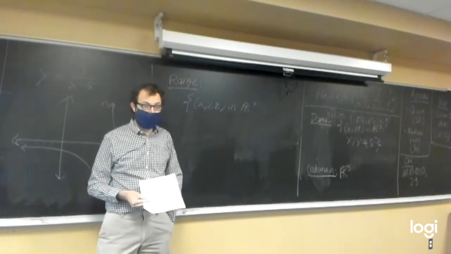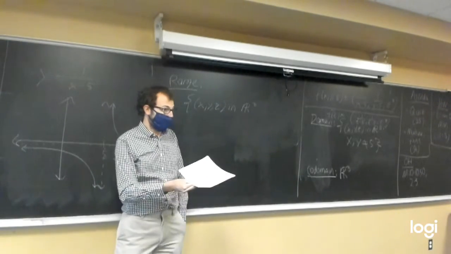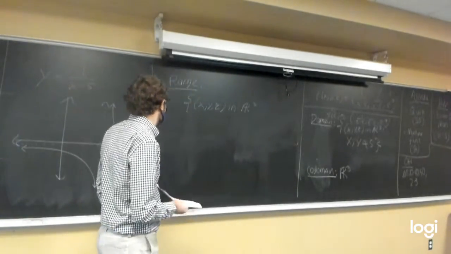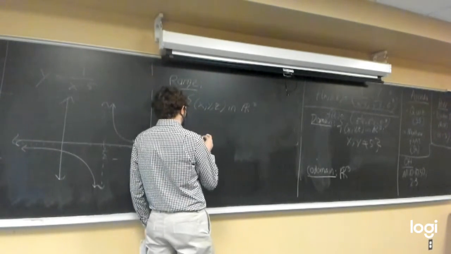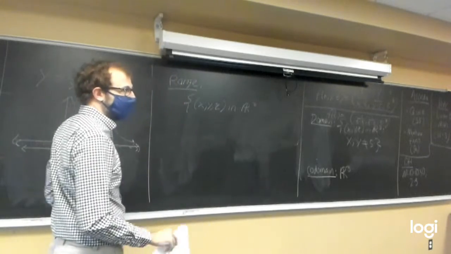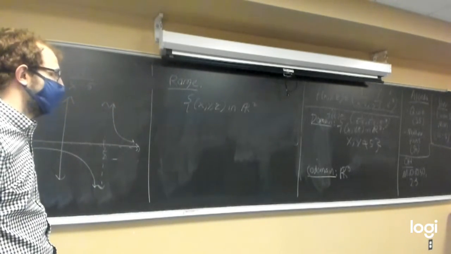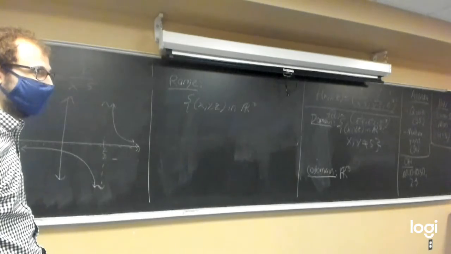Are there any restrictions we can make? Bob? X can't equal 0 and Y can't equal 0. Why can't x equal 0? There's no way to divide 1 by something to get a 0.